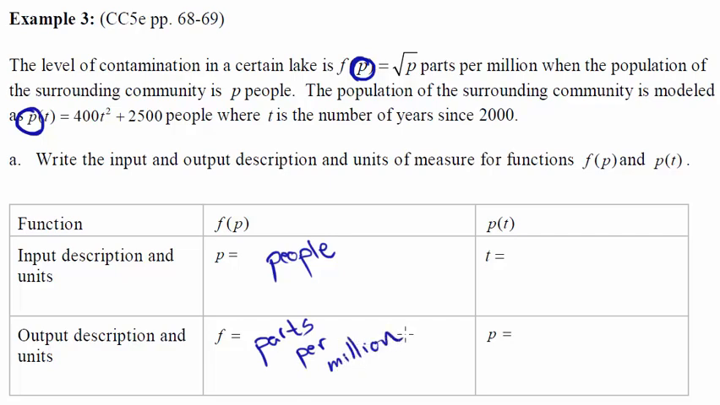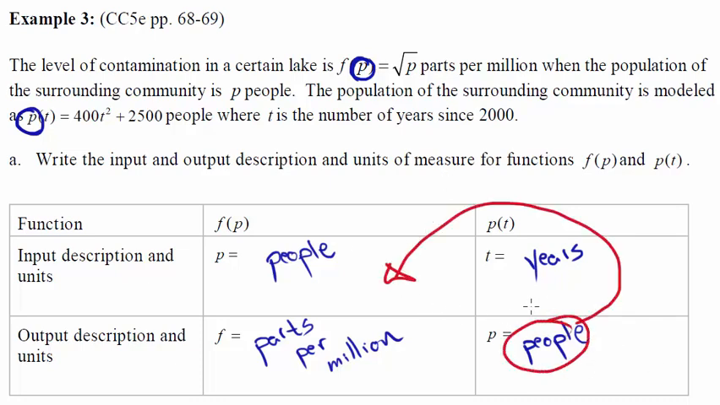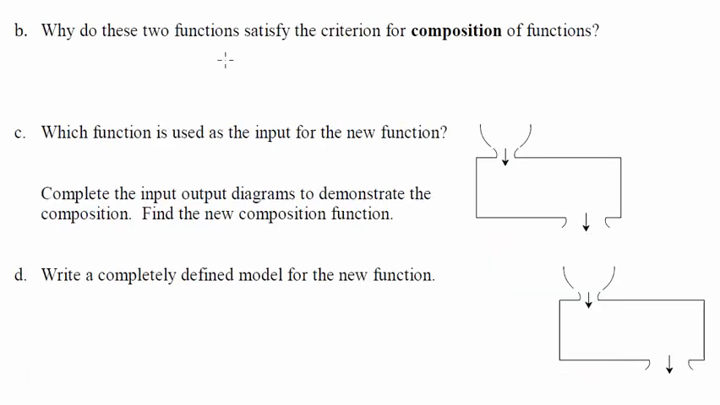Okay, for my second function, the input units are the number of years, and the output units are the population measured in people. Because what's coming out of this function is people, which is going into my second function, that lets me know that we're going to use function composition here. So why would we compose these two functions?